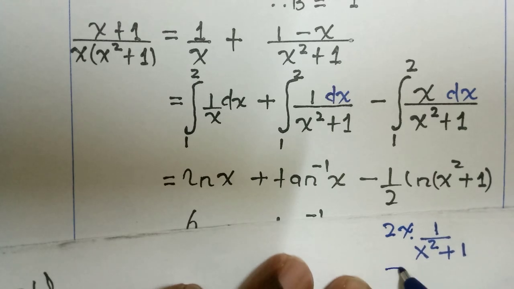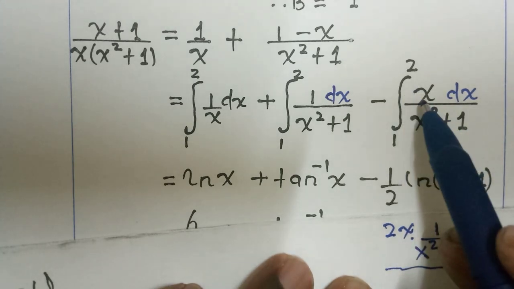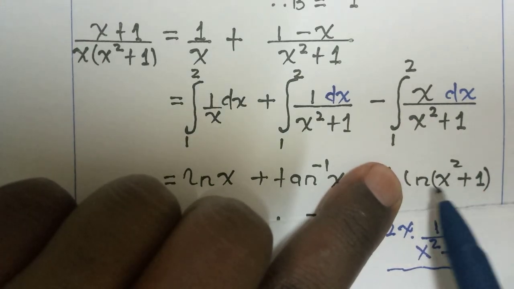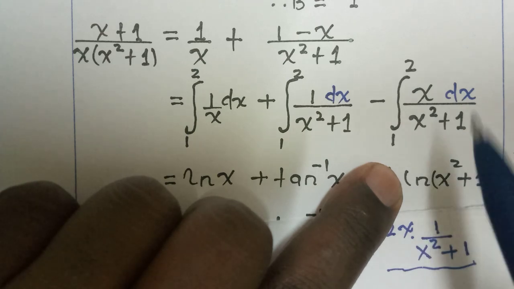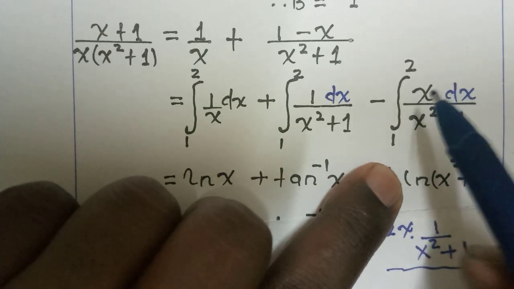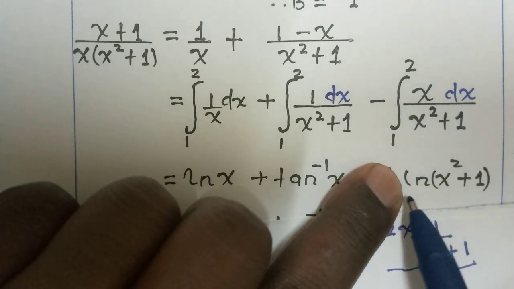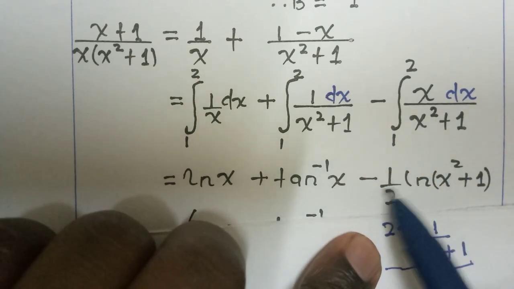Now, if you look at our question here, we don't have a 2 here. So we cannot have this one alone as our integrated figure, because here we don't have 2. If we had 2 here, then this would be the answer. To compensate for that, that's why we now divide by 2 here.